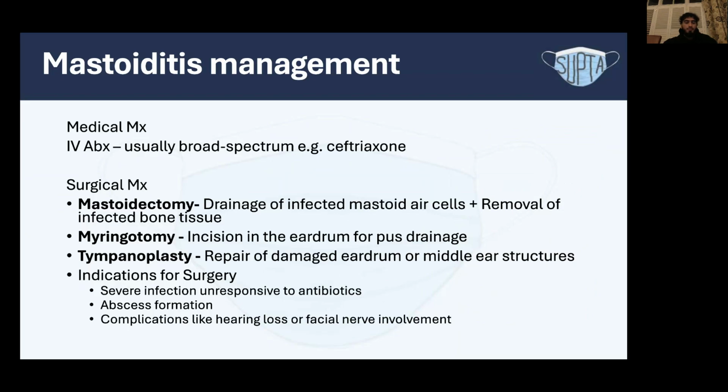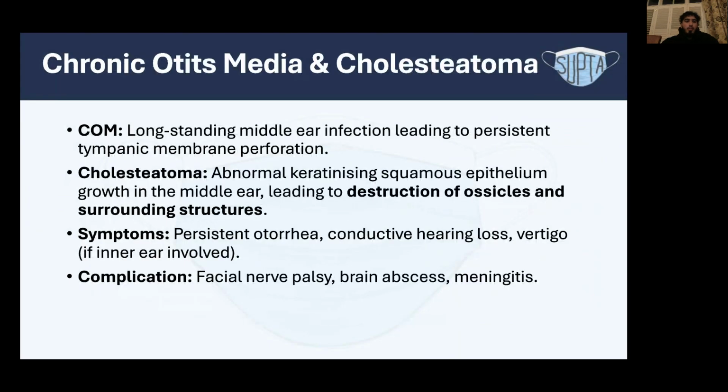Myringotomy. If there's pus that has now travelled from the mastoid cells into the middle ear, we can just make a small incision into the eardrum, which allows pus drainage. And then if there's damage to the eardrum, we can do a tympanoplasty, which just repairs it, essentially. And then chronic otitis media and cholesteatoma.